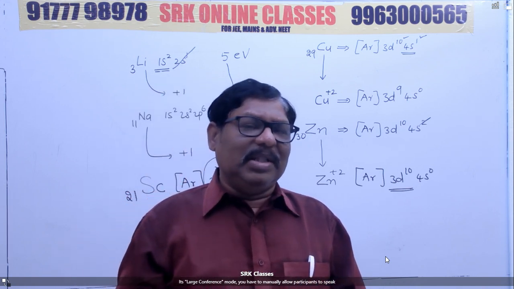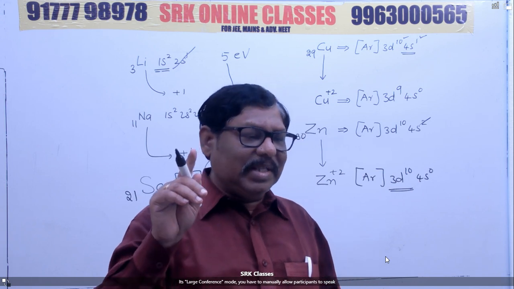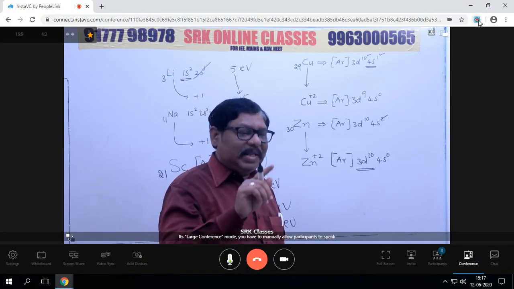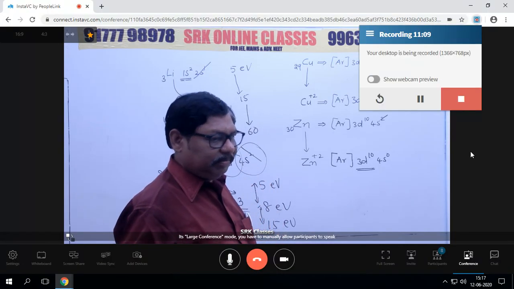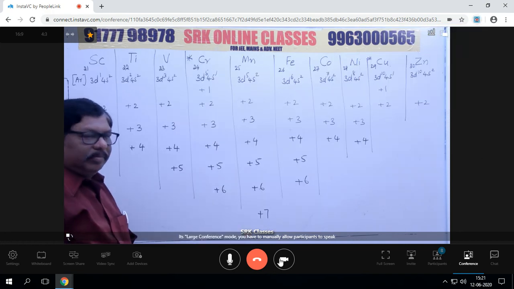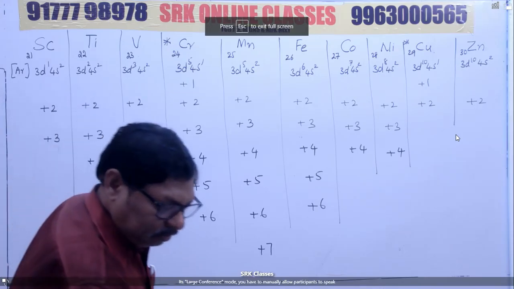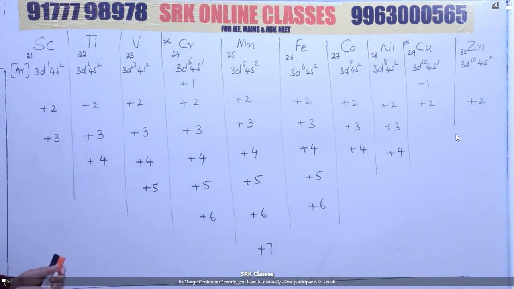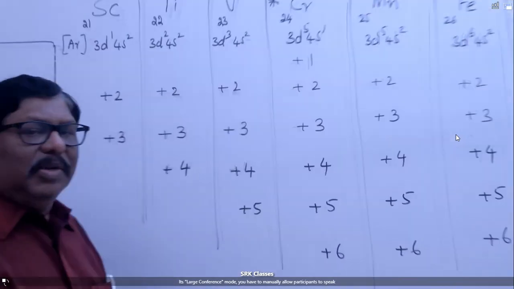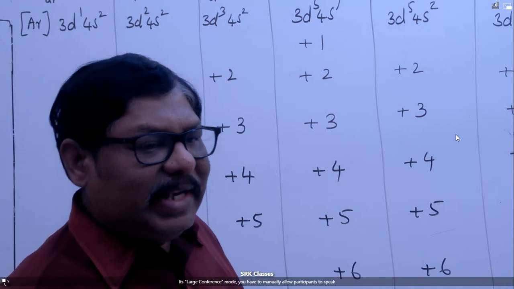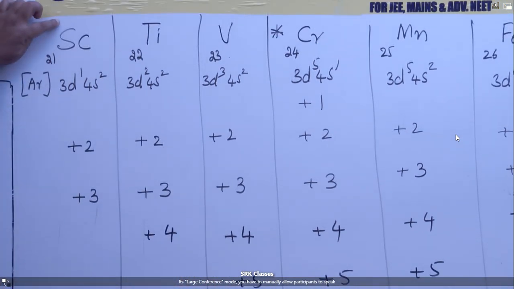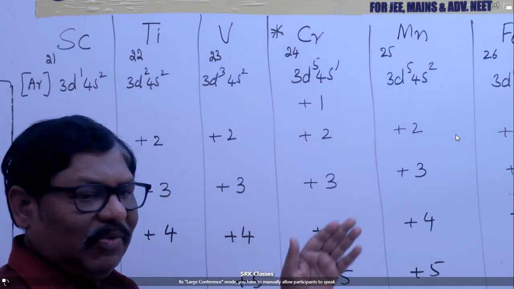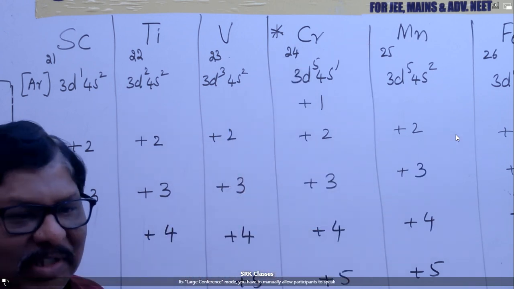Let us concentrate on the variable oxidation states of 3d series elements. So, we'll discuss the 3d series elements. These are the variable oxidation states of 3d series elements I have given. Look here: scandium, titanium, vanadium, chromium and manganese. First we'll discuss the first five, then we'll go for the rest.